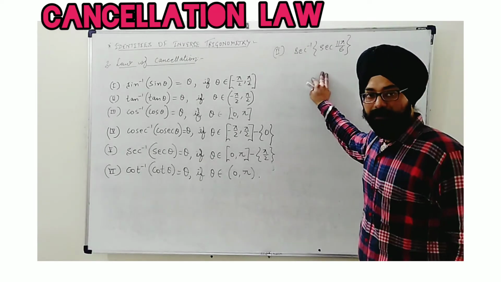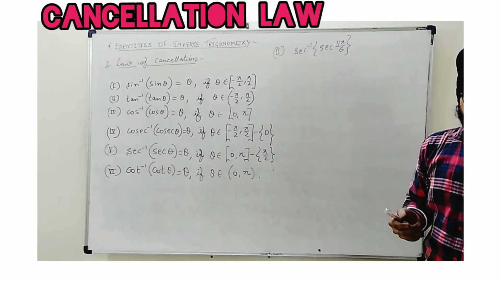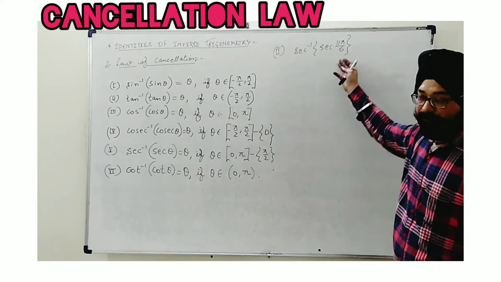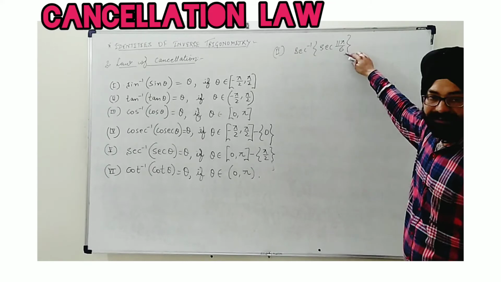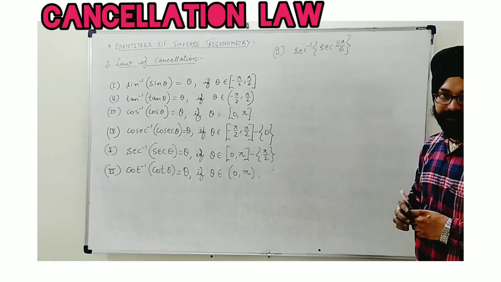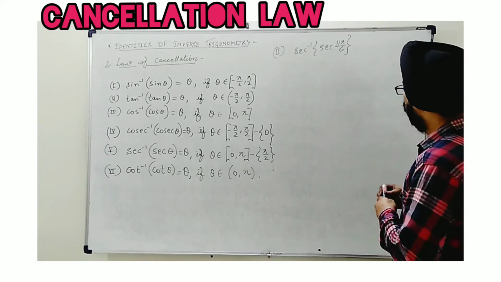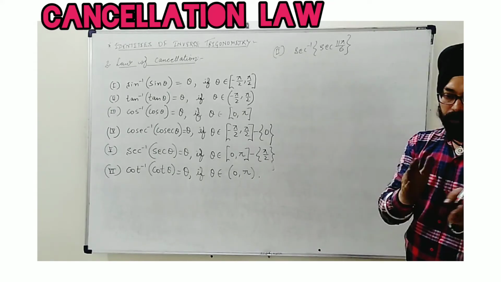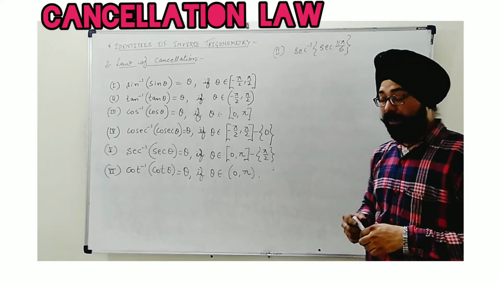Now the next one in the group I have taken is sec inverse sec 11 pi by 6. Suppose there is some confusion in terms of radians, then you can convert this into degrees by putting the value of pi. So this is pi by 6, which is 30, into 11, which is 330 degree. As soon as you think 330 degree, this is beyond the interval 0 to 180, 0 to pi. It is not in the principal branch interval.